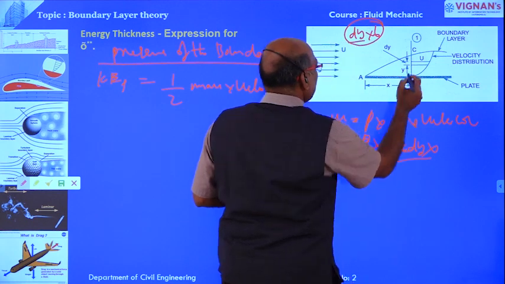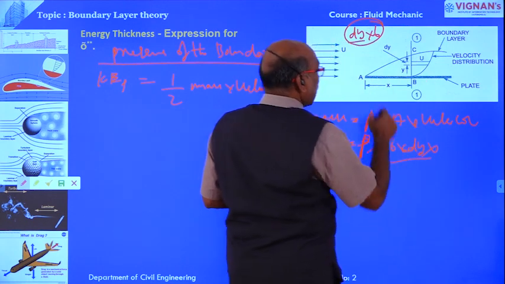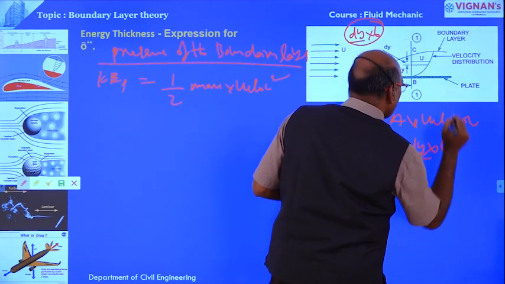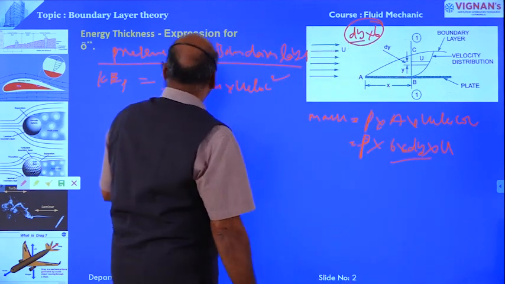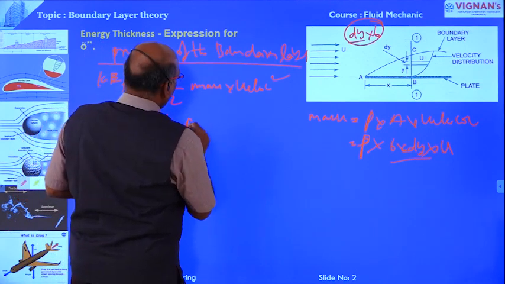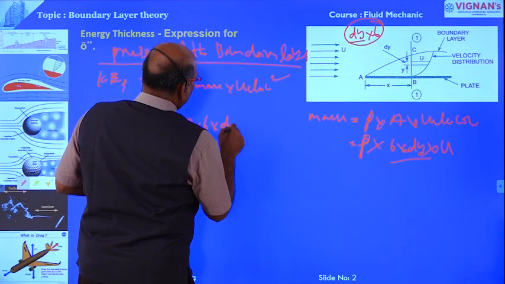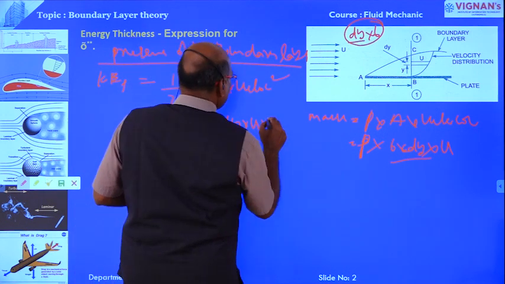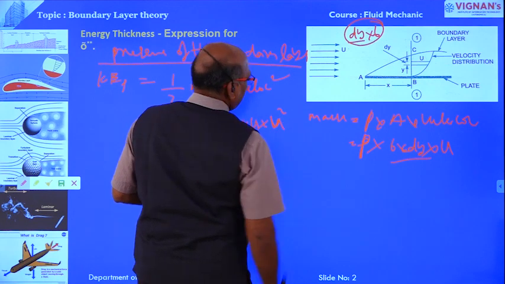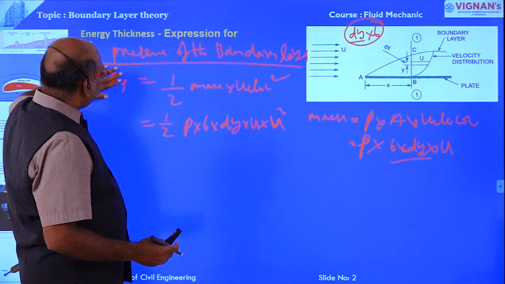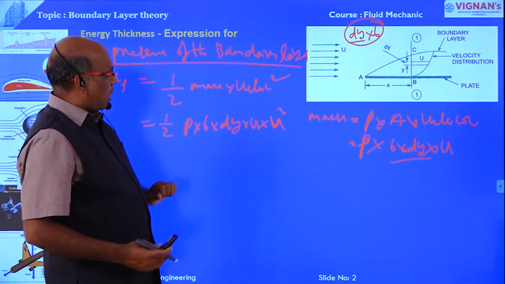Into what is the velocity? Velocity over the strip. Because this is the presence of the boundary layer, velocity over the strip is equal to small u. Now this is equal to half rho b dy into u into velocity square. In the presence of the boundary layer, kinetic energy is equal to this formula.